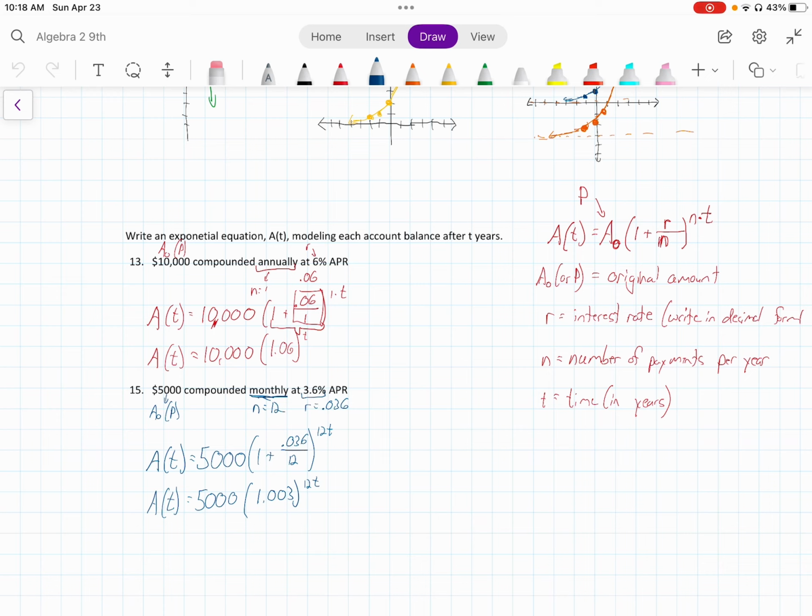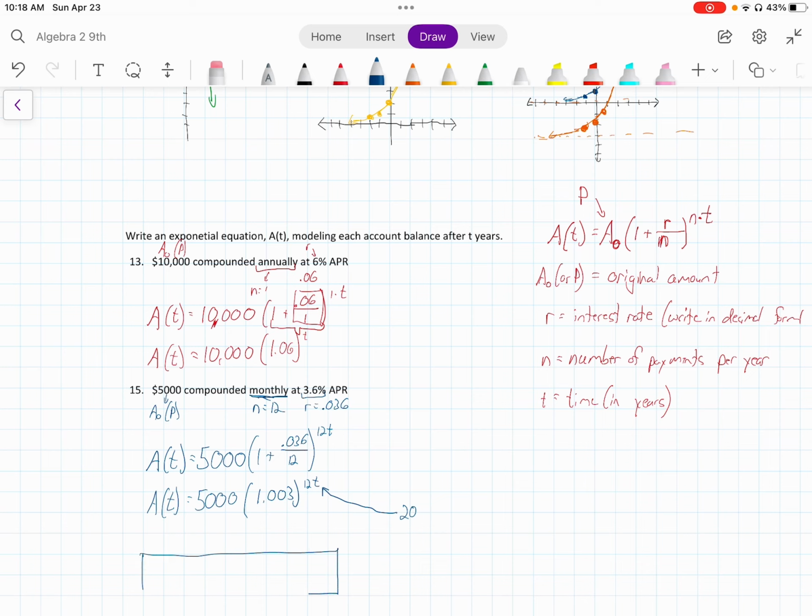What this means, the assignment's finished, but what this means is, let's say you're able to put this away for some reason. You were able to get a hold of $5,000 when you're like 18 years old. You put it away and you want to save it for your kids' college. Maybe in 20 years, you could put 20 in here for T, and you could find out how much you have after 20 years. So a little bit extra.